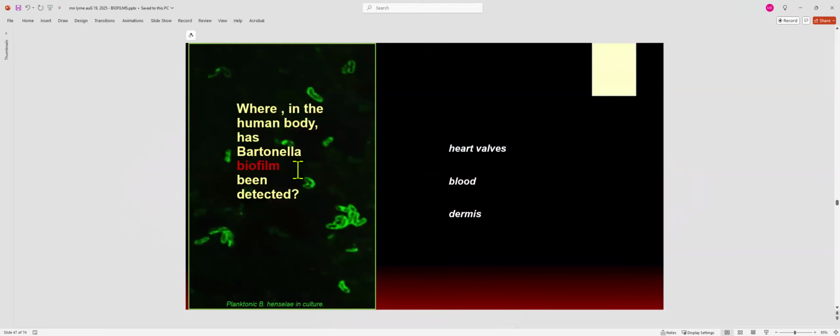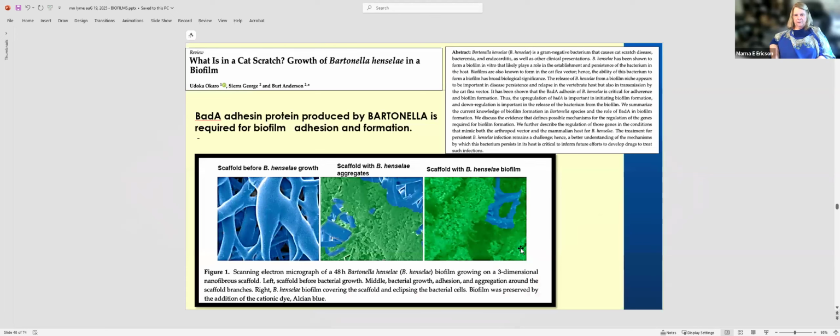So where we found biofilm, I talked a little bit about the dermis. I'm going to talk about heart valves and blood. This is a colleague in Florida who works with Bartonella. He made a synthetic scaffold, then he put a bunch of Bartonella on top of it, and they waited for it to grow, and it grew this dense biofilm. And he did a lot of work on looking at that. It was really nice work.